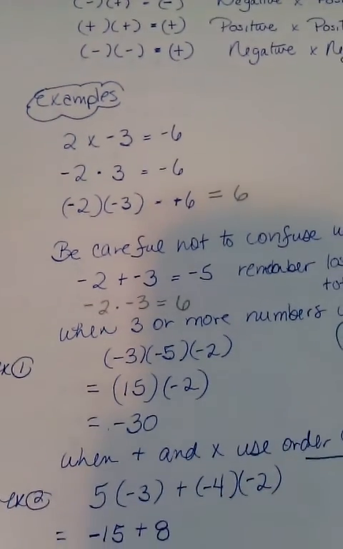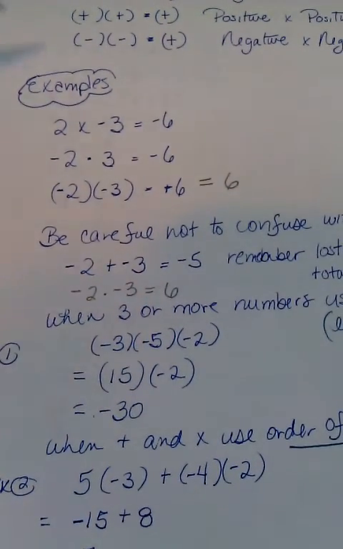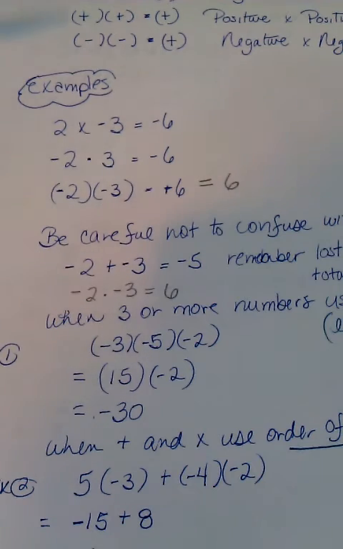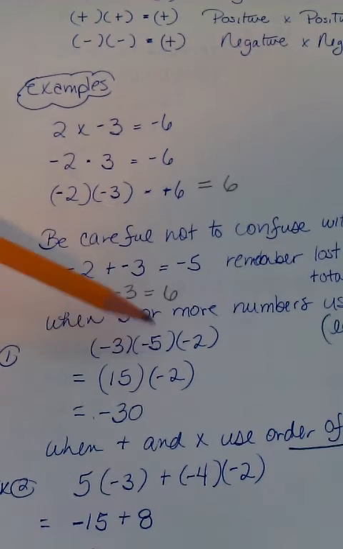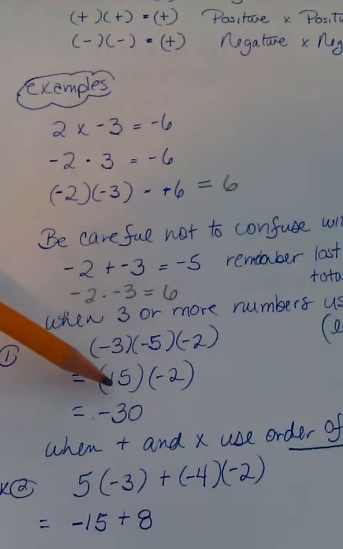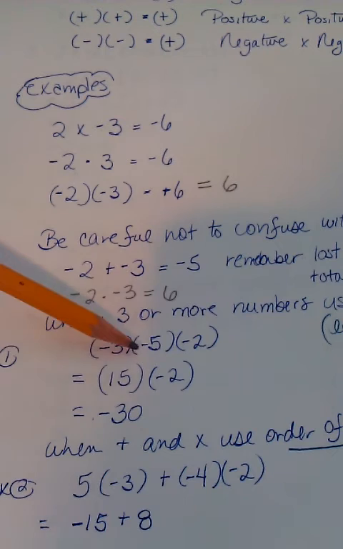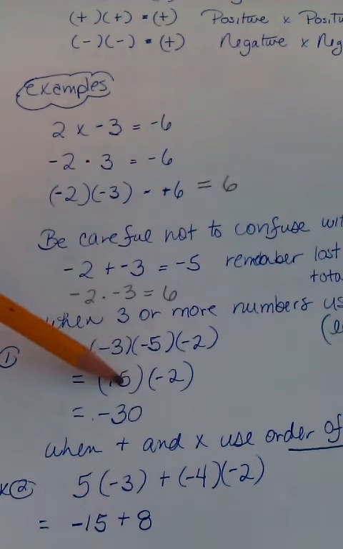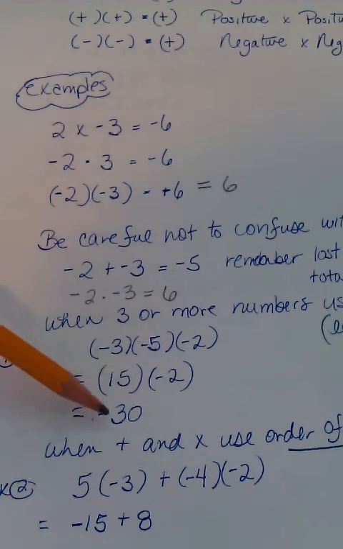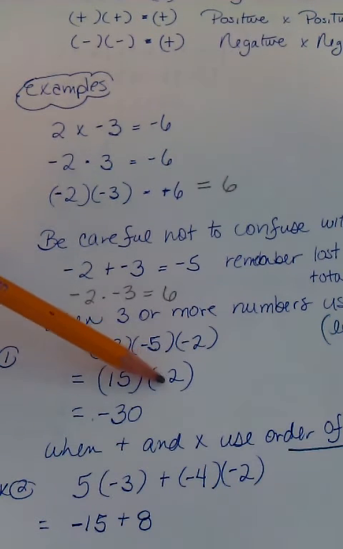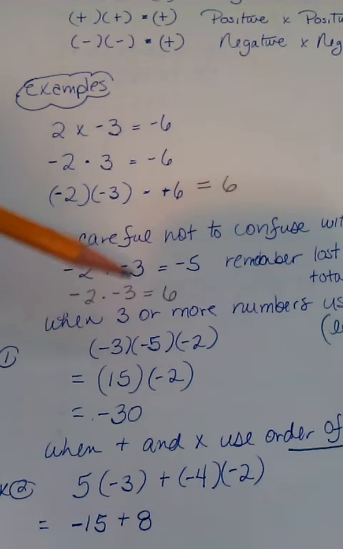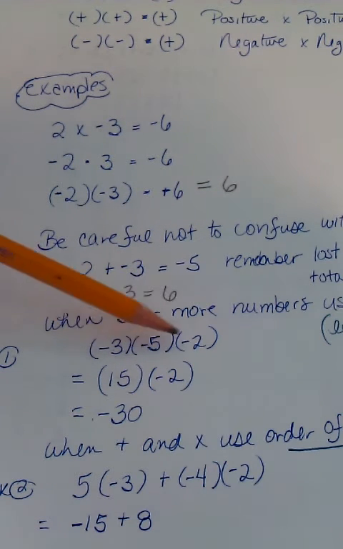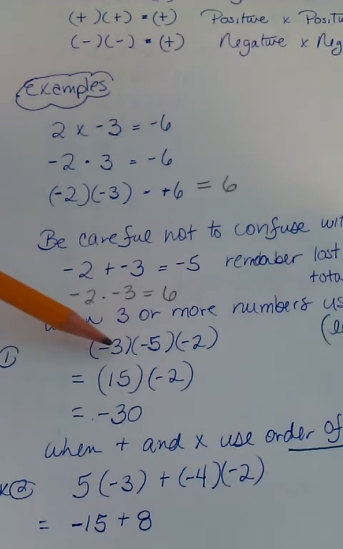Okay, if I have 3 or more numbers, I'm going to start with the first 2 numbers. So I would use my PEMDAS rules, which means go from left to right. So I would go negative 3 times negative 5. Well, negative 3 times negative 5 is a positive 15 because negative times negative becomes positive. And then 15 times a negative 2 would give me a negative 30 because one is positive, one is negative. So one thing to notice is if I have an odd number of negatives, my final answer will be negative. If I had an even number of negatives, my final answer would be positive.